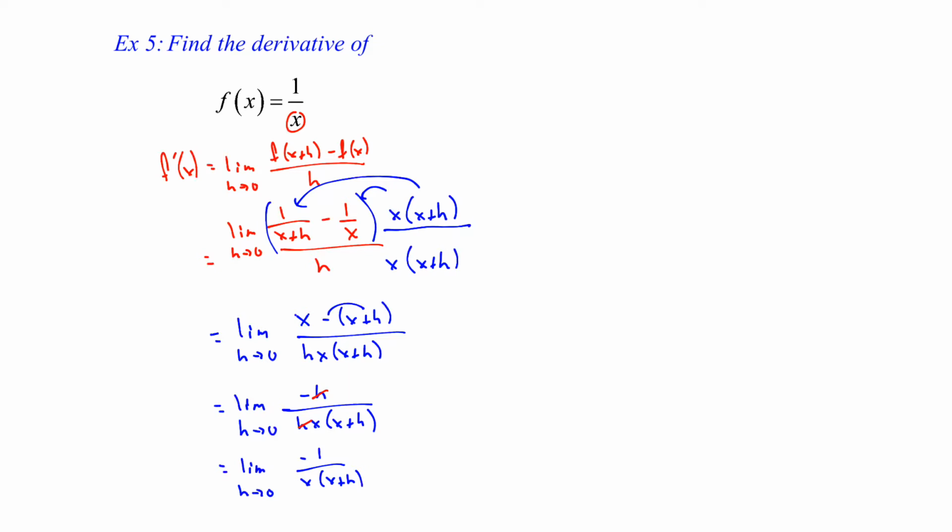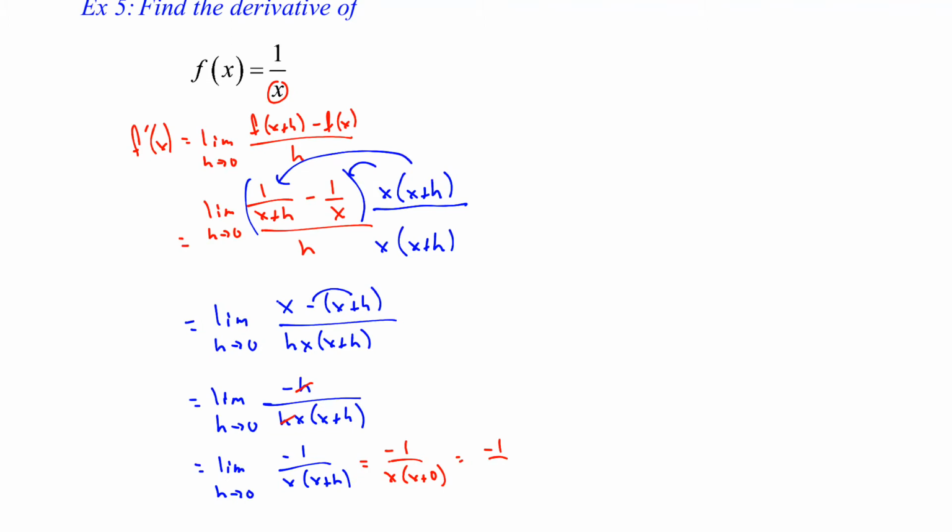And now we can use our direct substitution since our factor canceled, and we will plug 0 in wherever there's an h, and that'll give us negative 1 times x, which is x squared. So the derivative of the function f of x is equal to negative 1 over x squared. So there's a rational function for you.